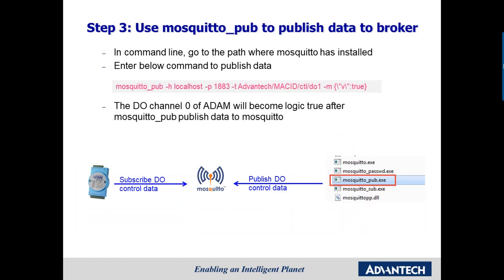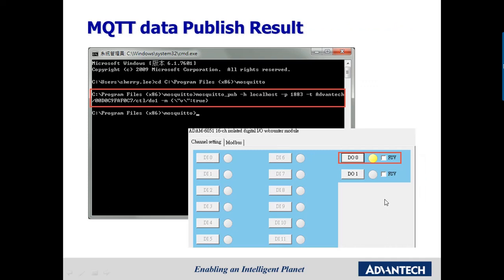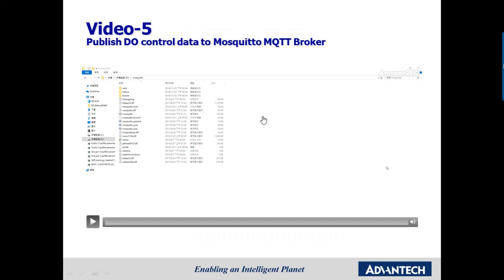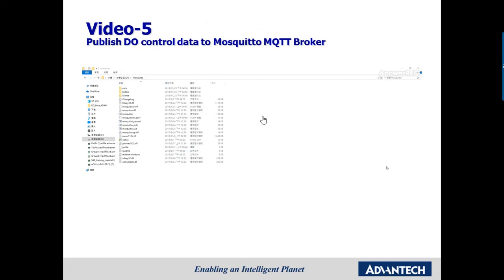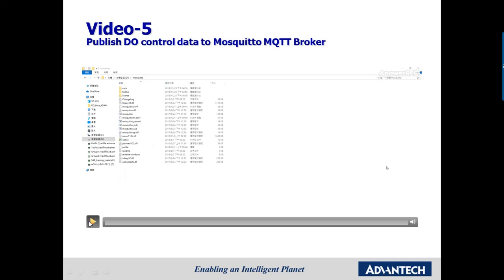And then use Mosquitto-pub to publish data to the broker. If you enter the command correctly, you should see the DO channel 0 of ADAM will become logic true after Mosquitto-pub publishes the data to the Mosquitto. And the result of the published DO control data to control ADAM is shown as below. And here is the video clip for publishing DO control data to the Mosquitto MQTT Broker.